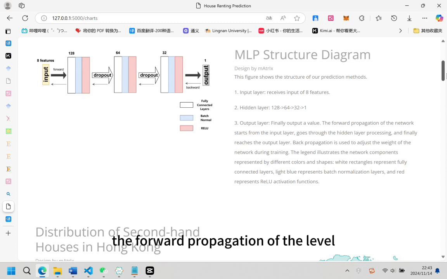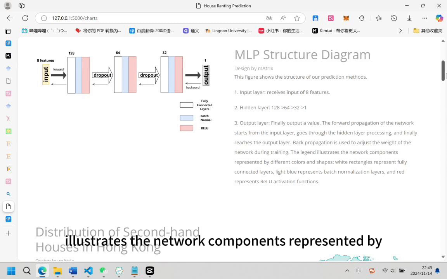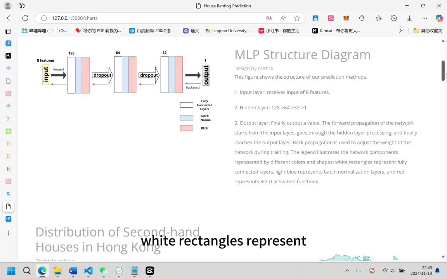The forward propagation of the network starts from the input layer, goes through the hidden layer processing, and finally reaches the output layer. Back propagation is used to adjust the weight of the network during training. The legend illustrates the network components represented by different colors and shapes. White rectangles represent fully connected layers, light blue represents batch normalization layers, and red represents IELU activation functions.